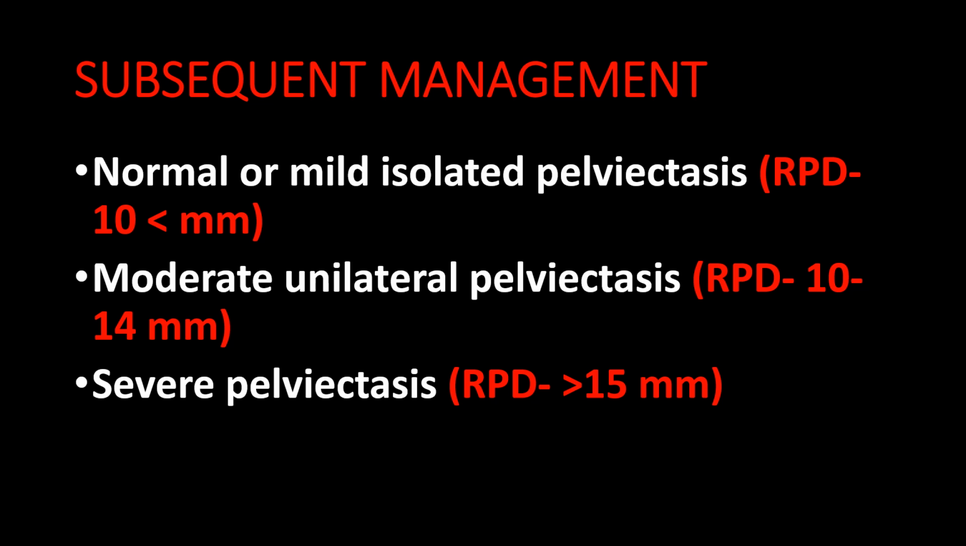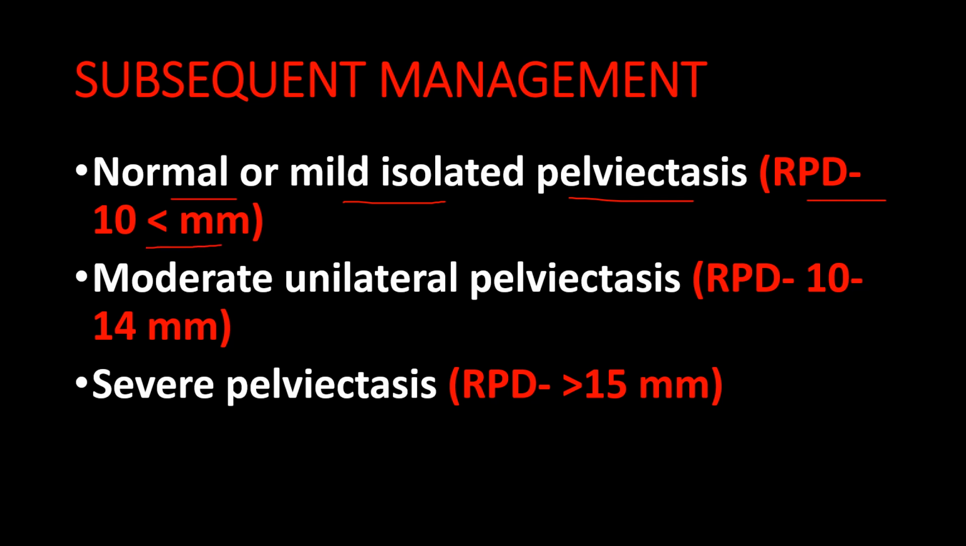So if it is normal or mild isolated pelvic, I will show you the picture at the end. In the renal pelvis, if it is dilated, we call it ectasis. So pelvic ectasis and RPD less than 10 mm. So how would you manage in this scenario?